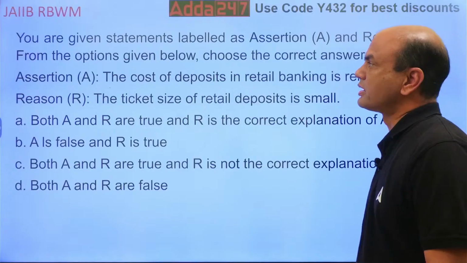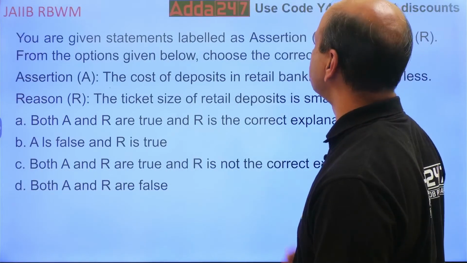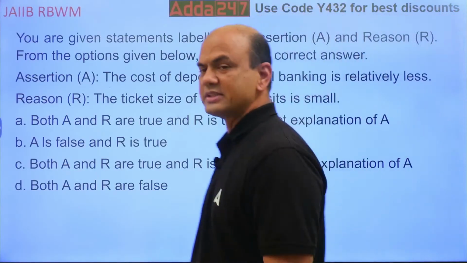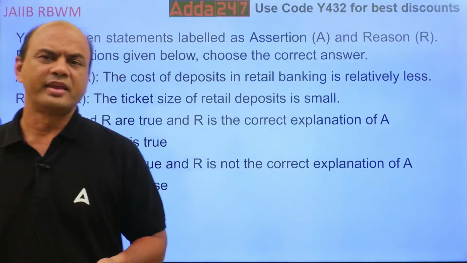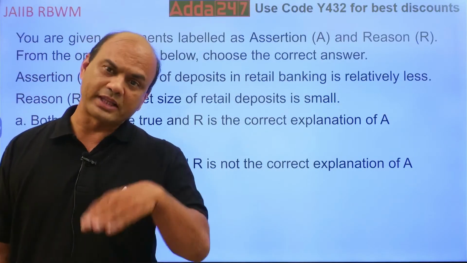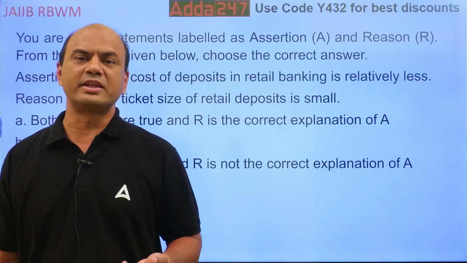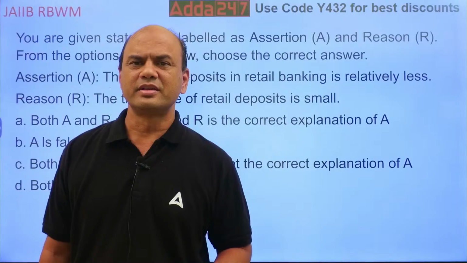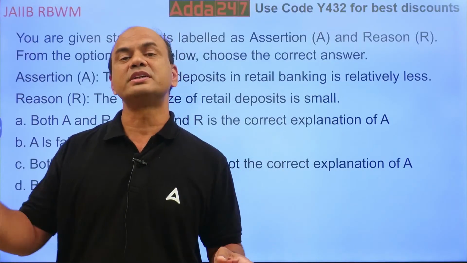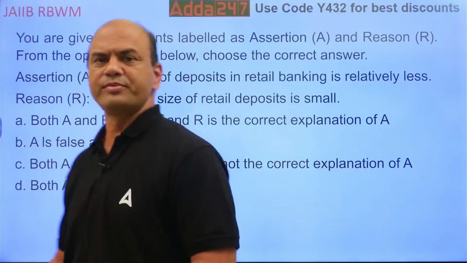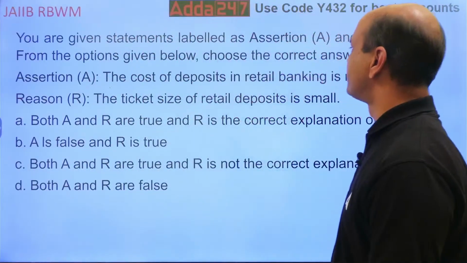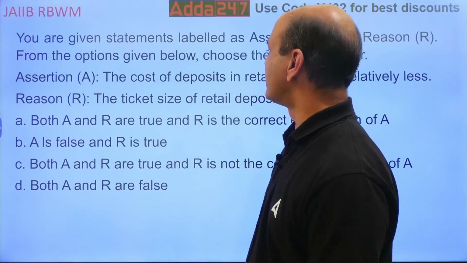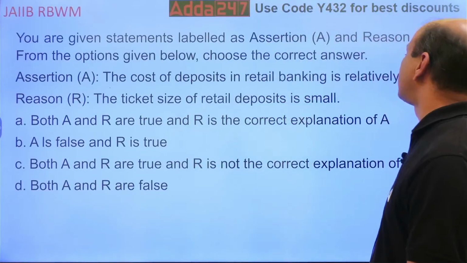You are given the statements labeled as assertion and reason. So there are two statements. One is assertion, means a statement, and second is reason. Reason for that statement. You might have solved such problems, right? When you enter the banking system, I'll say something because it is so. So reason and statement. From the options given below, choose the correct answer. So what is the assertion? What is the statement given? The cost of deposits in retail banking is relatively less.